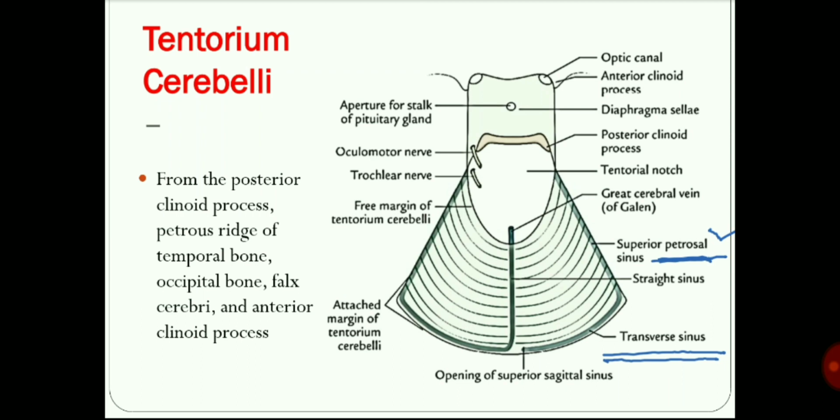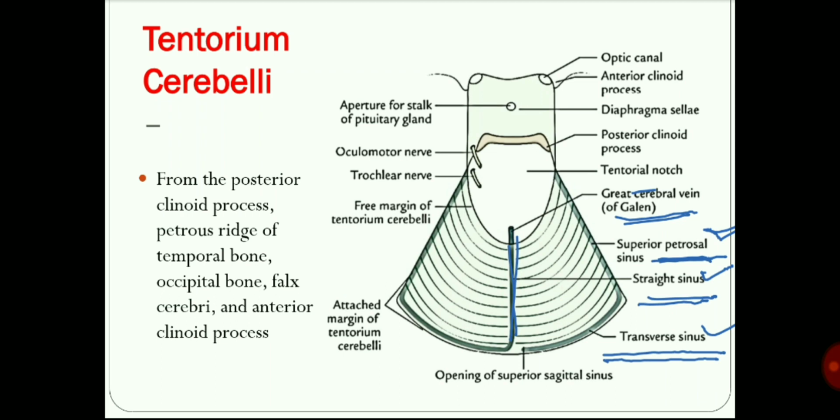Now in the center, this is the line of attachment of the falx cerebri, where there is a sinus, that is the straight sinus, enclosed on the upper surface of the tentorium cerebelli. So in this way, the tentorium cerebelli is enclosing a pair of transverse sinuses, a pair of superior petrosal sinuses, and a single straight sinus. Through this image, again, you can see the superior petrosal sinus, transverse sinus, and straight sinus. This is actually the continuation of the great cerebral vein of Galen.